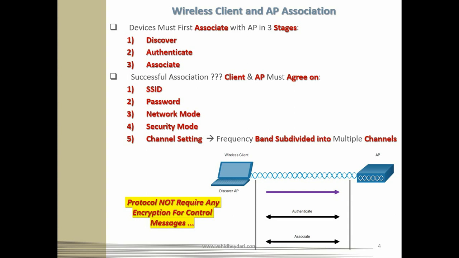With SSID, what I mean is the name of the network. So the client needs to know the name of the network they wish to connect to. Then password is important, and both parties need to agree on the password. This is required for the client to authenticate to the access point. Then we have network mode, and as we have different variations of 802.11 running, the 802.11 standard that is in use is important for both parties to be aware of and to agree on.